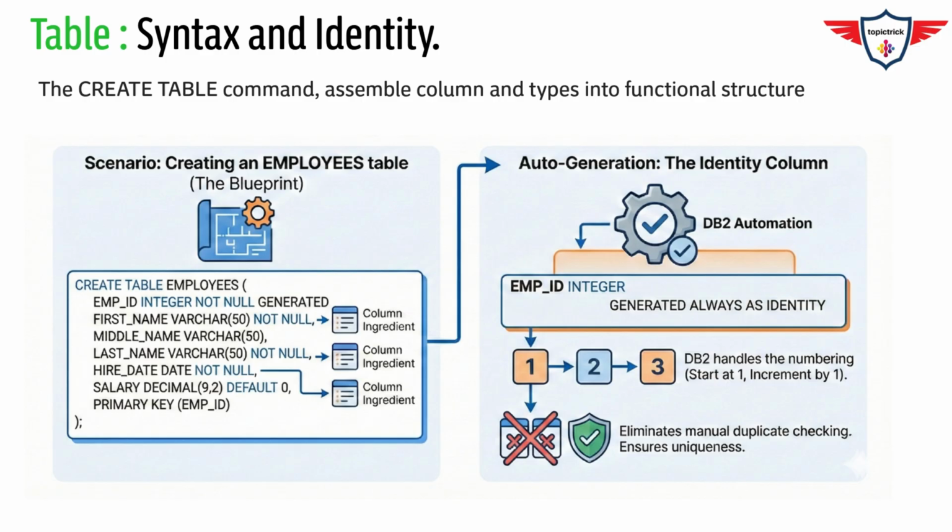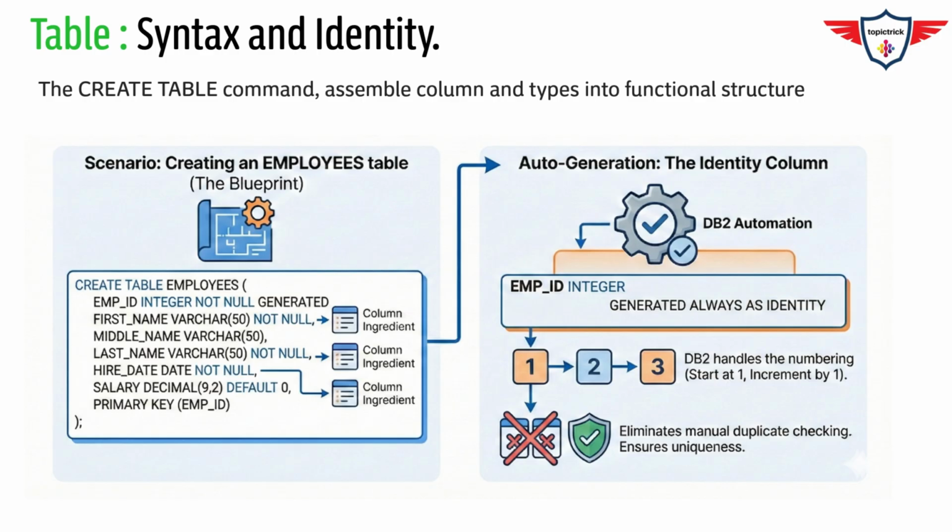Then, perhaps the hire_date. Naturally, we use the date data type. And finally, salary. As we discussed, we use decimal. Let's go with decimal 9,2 to allow for salaries up to $9 million.